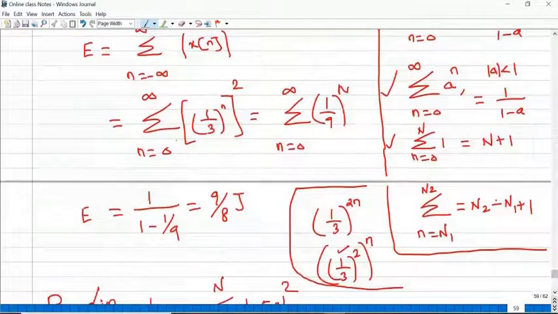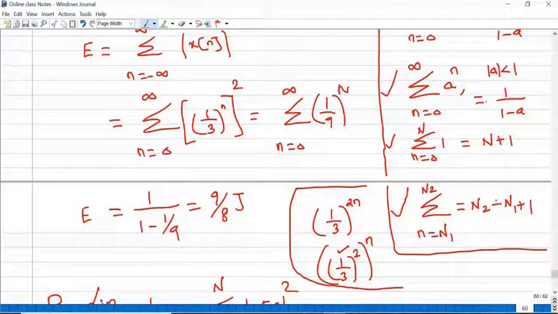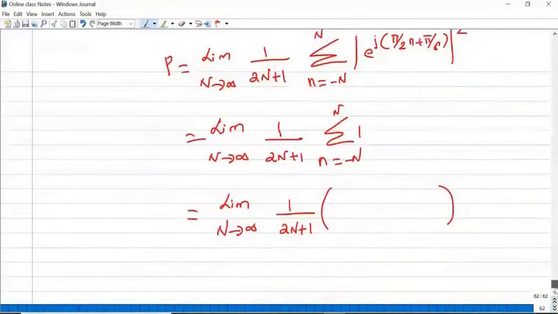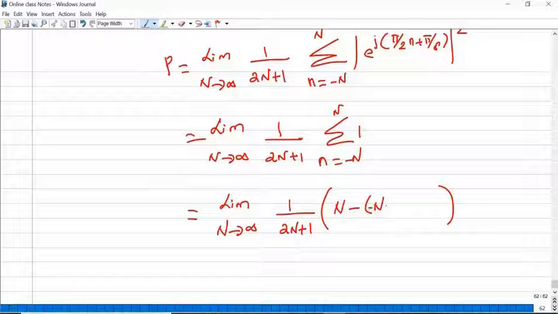Okay, n1 to n2, the last formula. For n1 to n2, how to solve it? n2 minus n1 plus 1. Okay, the upper limit minus lower limit plus 1. So upper limit minus lower limit plus 1.